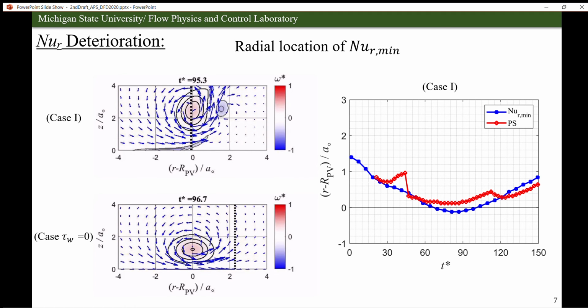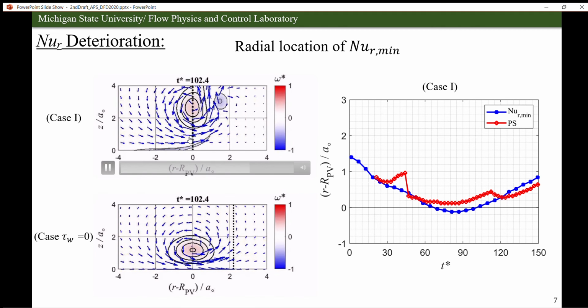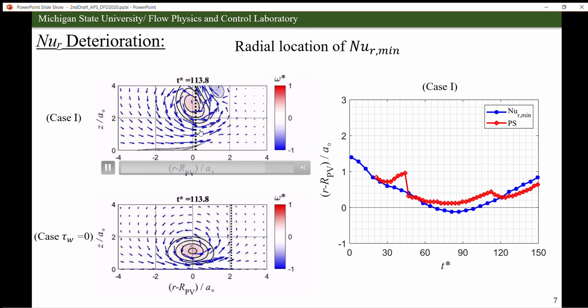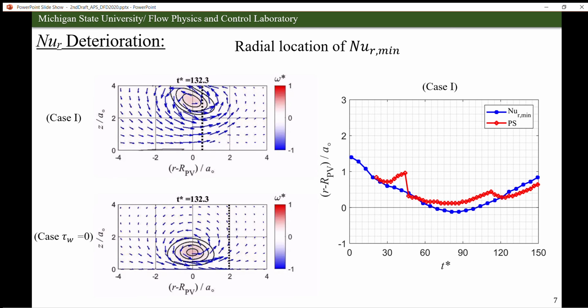So if you focus on the top video right here, you'll see that as the secondary vortex takes off and the shear layers collapse, the minimum Nusselt number returns back to the upward side.